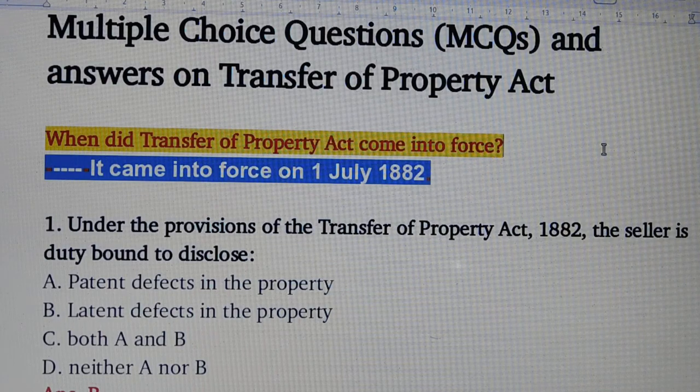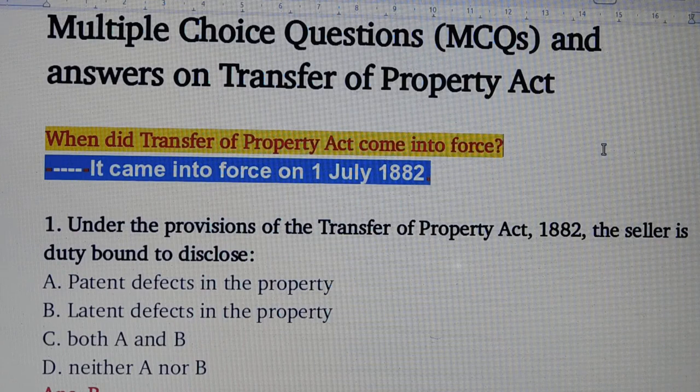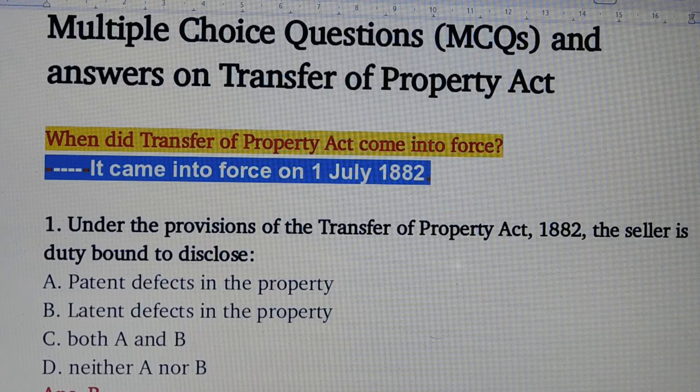Friends, we will see MCQs of Transfer of Property Act with answers. Question: when did the Transfer of Property Act come into force? Answer is, it came into force on 1st July 1882.